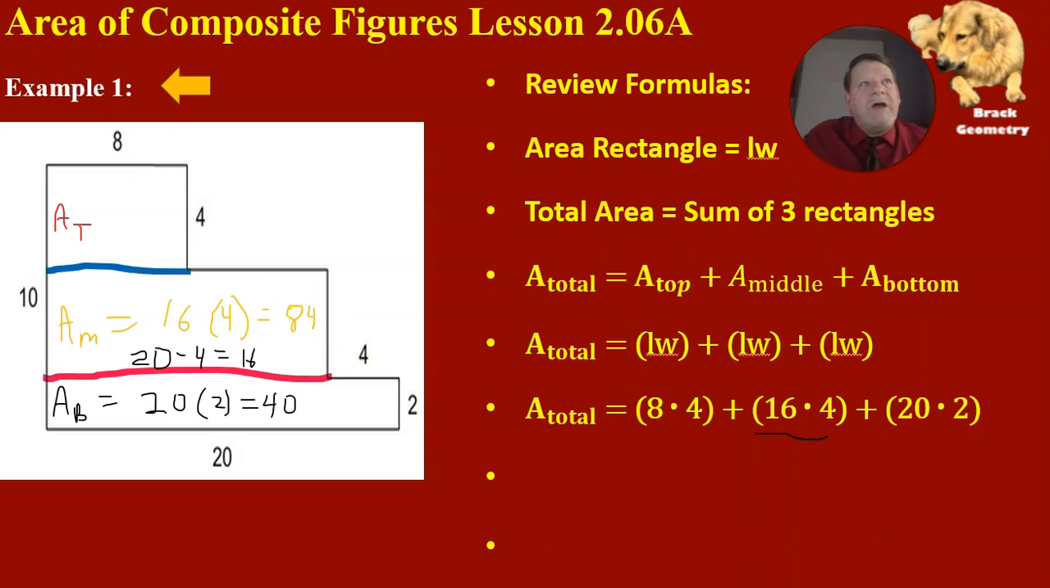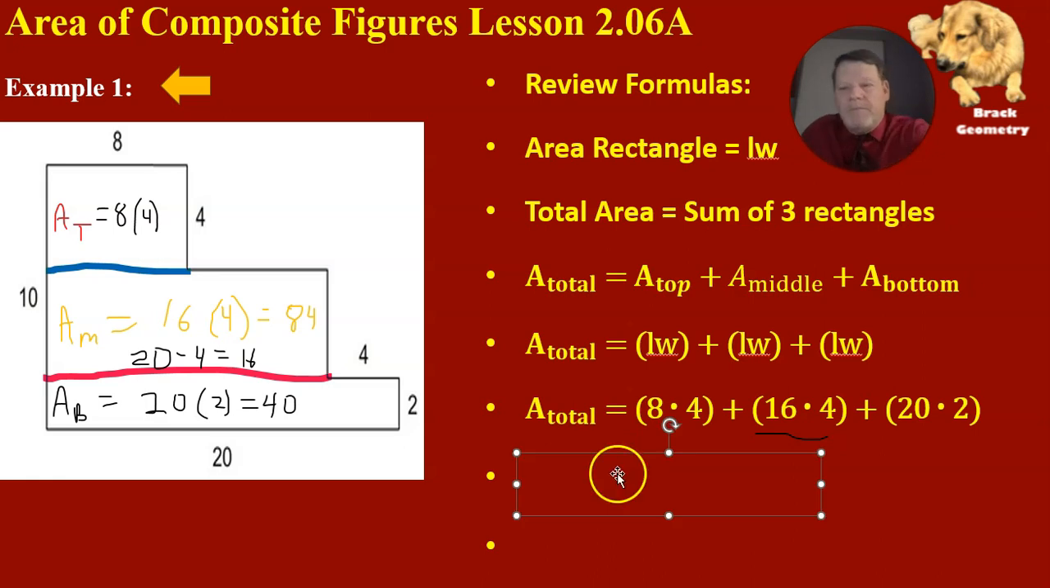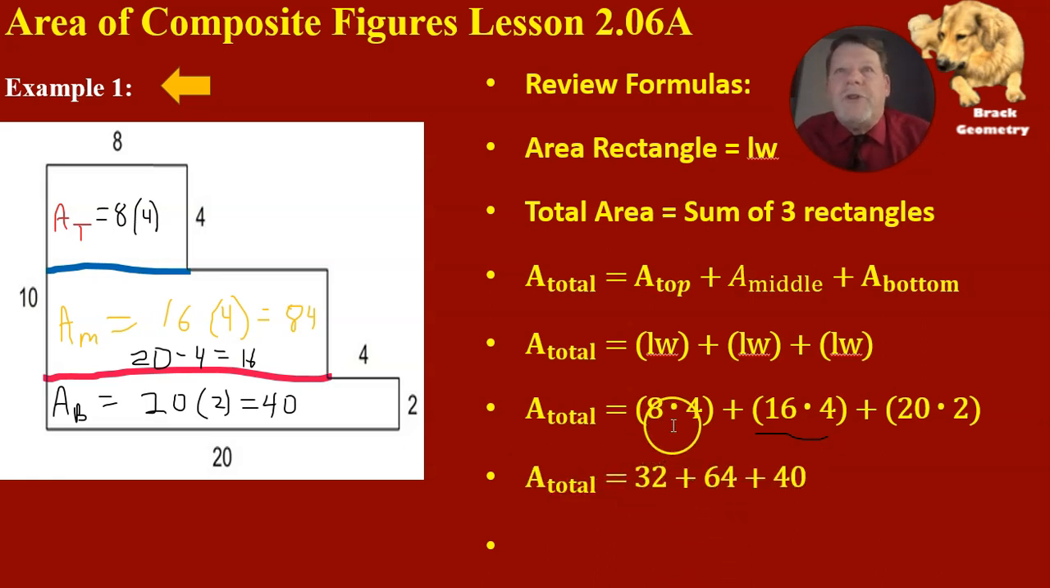And then the area of the top is going to be 8 times 4, length times the width. So we end up with 32 plus, this is supposed to be 64, not 84.